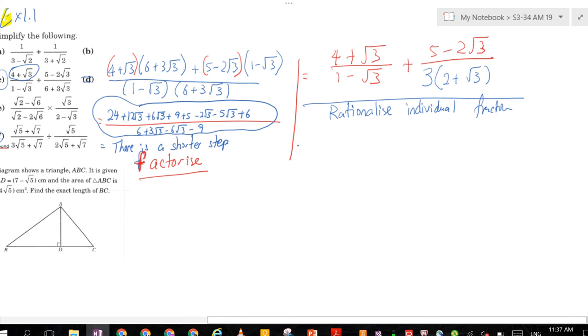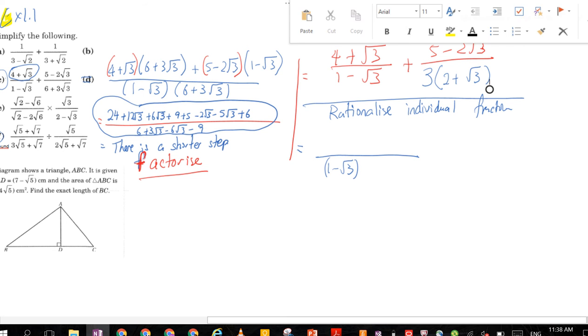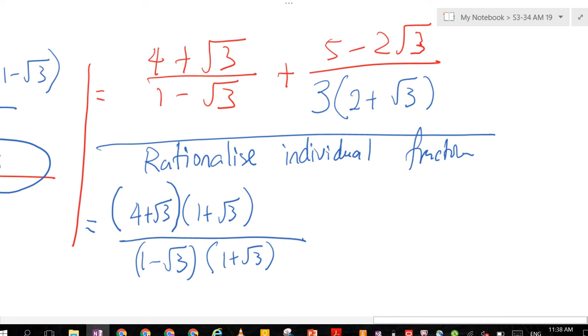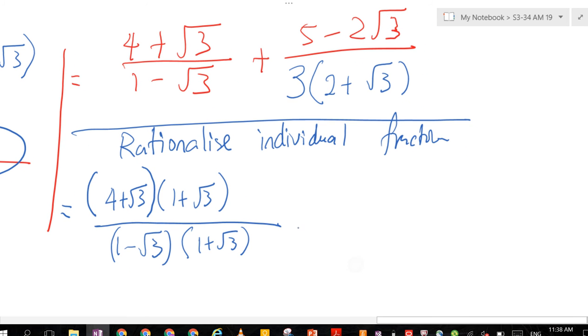Now, let's try. First one will be what? 1 minus root 3. Okay, I zoom in. First one will be 1 minus root 3, 1 plus root 3. Am I correct? The top will be 4 plus root 3, bracket 1 plus root 3. Then you must remember the bracket. So now the bracket doesn't need to be in red color, it can be in blue color because now you know. Okay? Now, the other side, same thing.